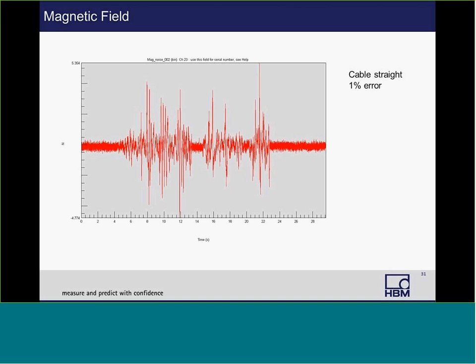So the next thing I did is I uncoiled my transducer cable. So this is the same test, but with the cable pulled straight. And as you can see, I was not able to generate that 21 Newton signal, just about 5 here. So now my error is only 1%, which is a big change. And all that I did was to straighten the cable out.